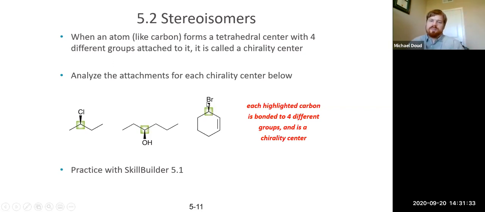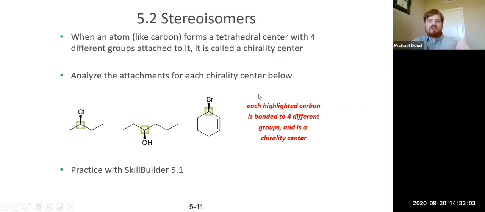Here, this carbon is bonded to a bromine, then to the left side of this ring, and to the right side of this ring. Now, if this ring were the same all the way around, that would be the same thing. But as we can see, that's not true. This ring is asymmetric. It's got a double bond on one side and no double bond over here. So we've got bromine, hydrogen, the double bond side of the ring, and the non-double bond side of the ring. That's 4 different ones. That is a chiral center.